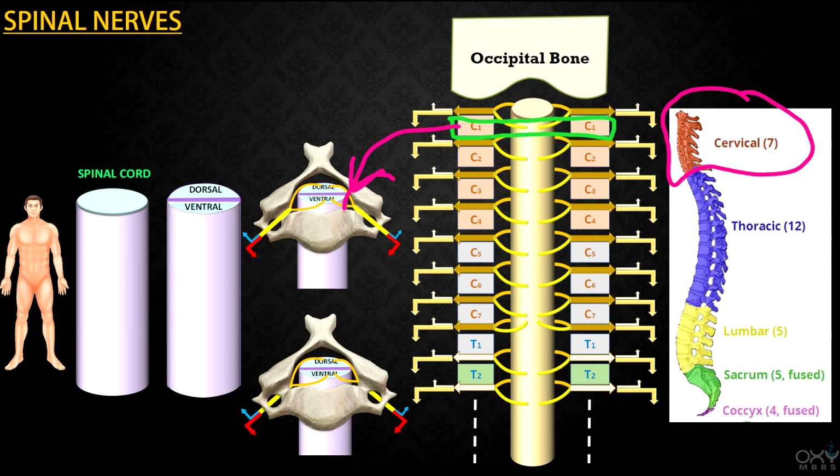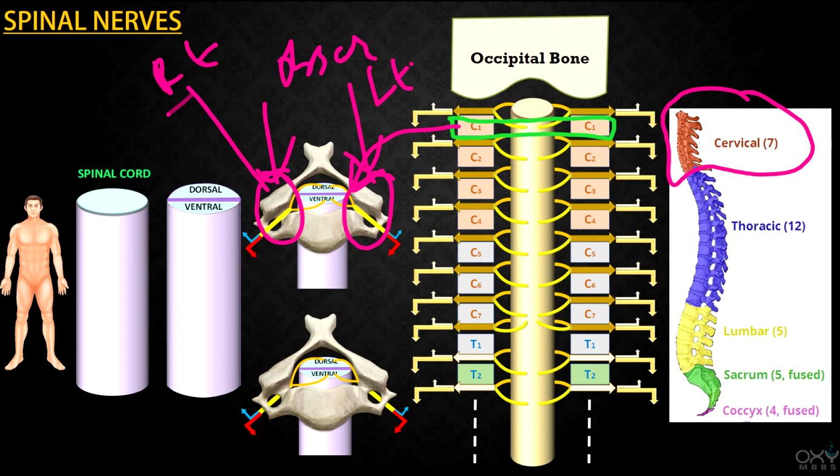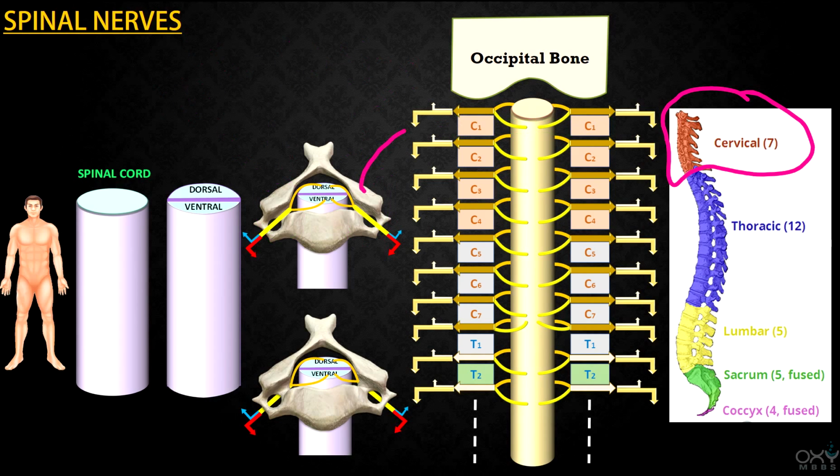So this is the right side of the vertebra and this is the left side of the vertebra according to the observer, but according to the object it will be the left side and the right side. And friends, similar to this vertebra, this is second, this is third, this is fourth, similar to this up to the seventh vertebra. So the spinal nerve which corresponds to the first cervical vertebra is called the first cervical nerve.